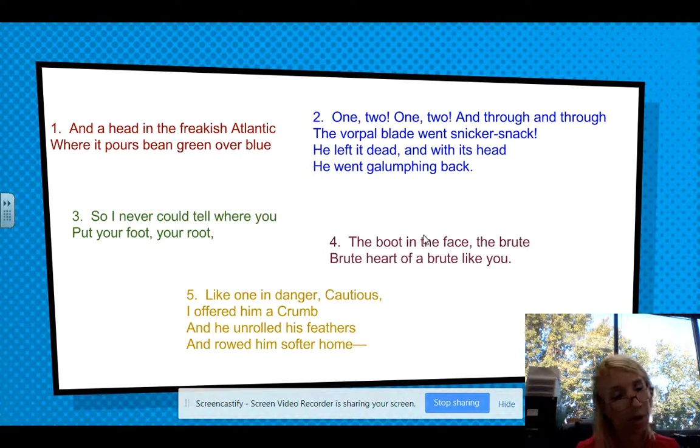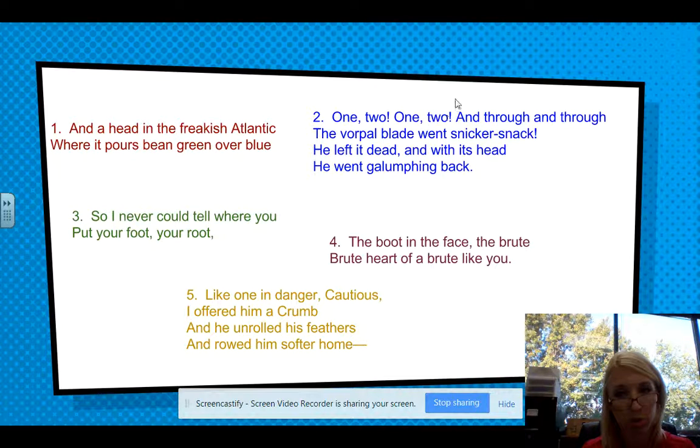2, this is from Jabberwocky by Lewis Carroll. "One, two! One, two! And through and through the vorpal blade went snicker-snack! He left it dead, and with its head he went galumphing back." And here we have internal rhyme, and we also have end rhyme, right?